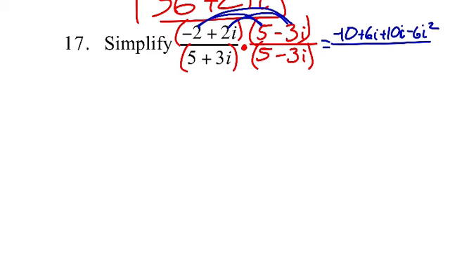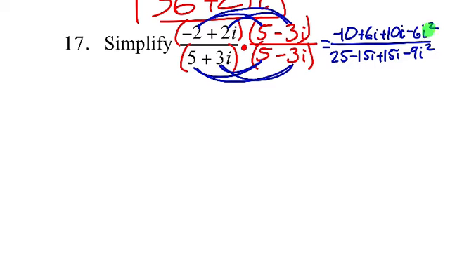In our denominator, we've got 5 times 5, which is 25. 5 times negative 3i, which is minus 15i. Positive 3i times 5 is plus 15i. And 3i times negative 3i gives us negative 9i squared. Now, just like we had in the last problem, we've got i squareds here, so we're going to pay attention to those, but we're going to clean other stuff up first.